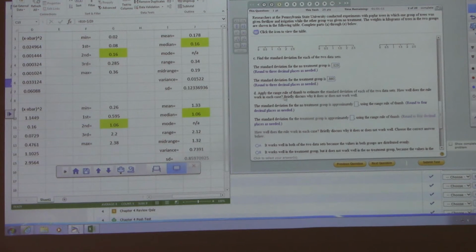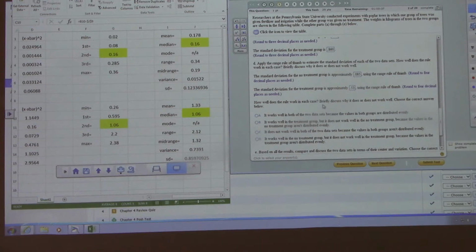Okay, what is this asking? Apply the range rule. All right, take your range and divide it by 4. What do you get? 0.085. And take your range here, 2.12, and divide it by 4. 0.53. So there you see that the first group is still tighter.